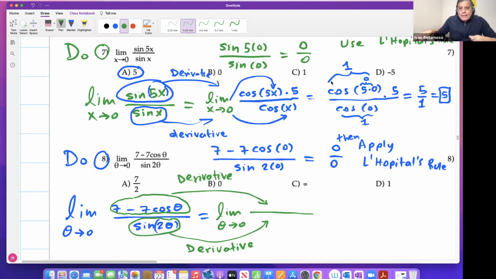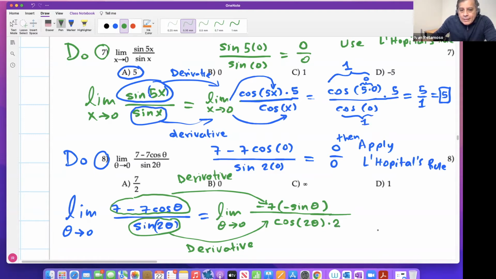So here, basically, if you take the derivative of the numerator, you will have to take the derivative of the constant function 7, that is 0. Then the derivative of this part: the constant negative 7 comes out, and the derivative of cosine is minus sine of theta. The derivative of the denominator is a composite function, with outside function sine and inside function 2 theta. The derivative is the derivative of the outside function, cosine, evaluated at the inside function, times the derivative of the inside function, which is just 2.